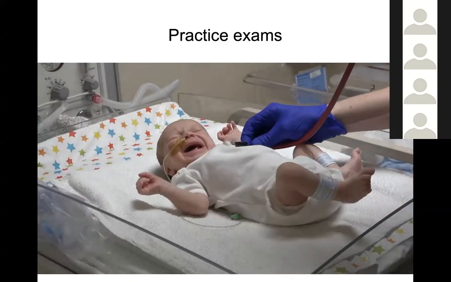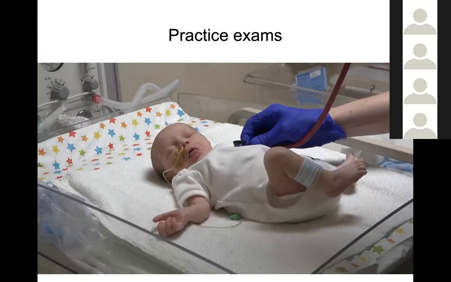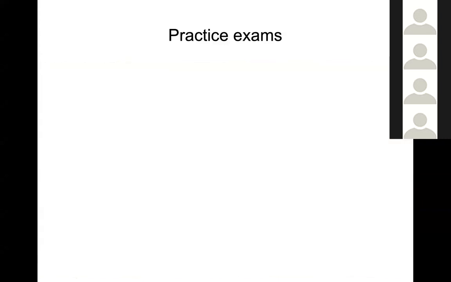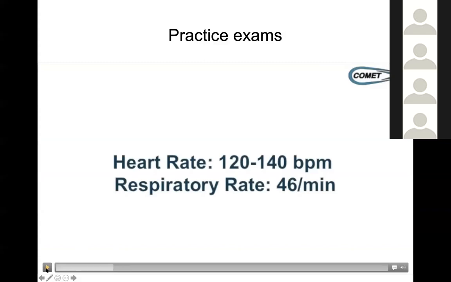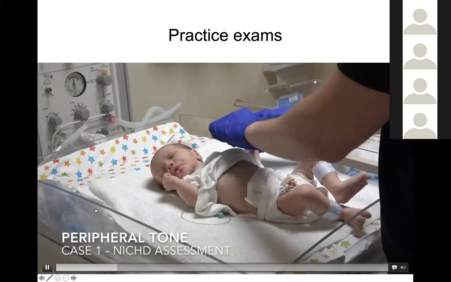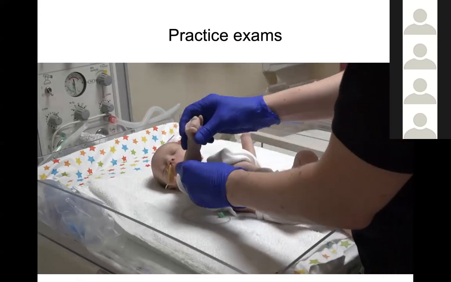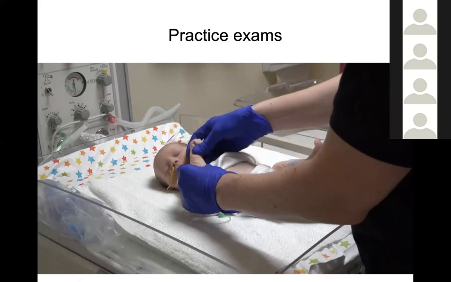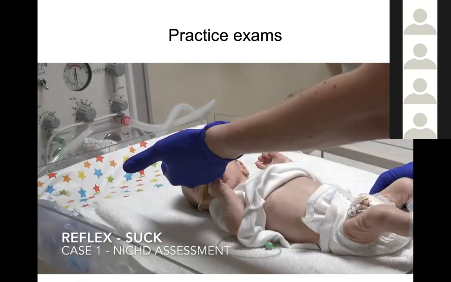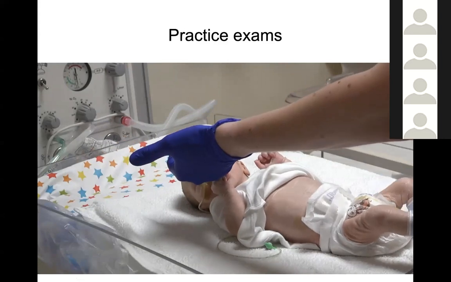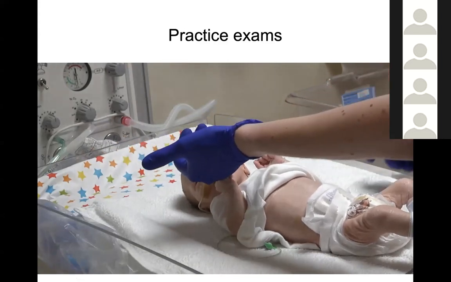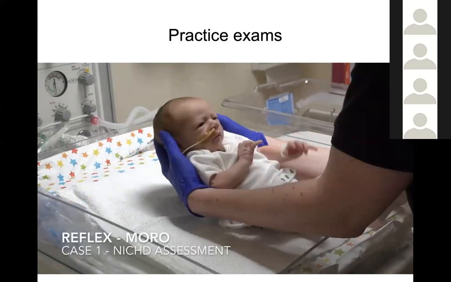So here we are examining the heart rate, and he'll tell you the heart rate in a minute. So the heart rate is 120 to 140, which is normal, and the respiratory rate is also normal. Maybe it's not tachypneic. And then we are checking the peripheral tone. So this tone was normal, and you can see how well the baby is sucking. So suck is also normal.